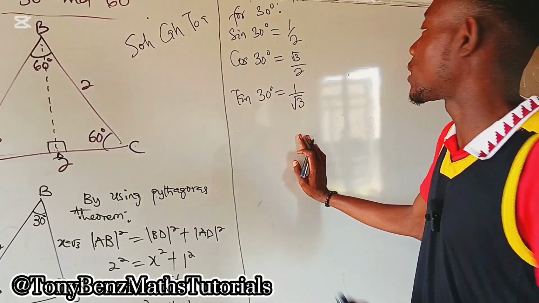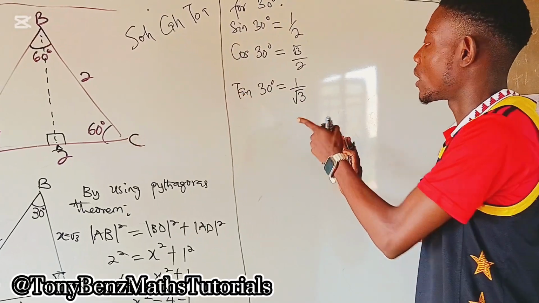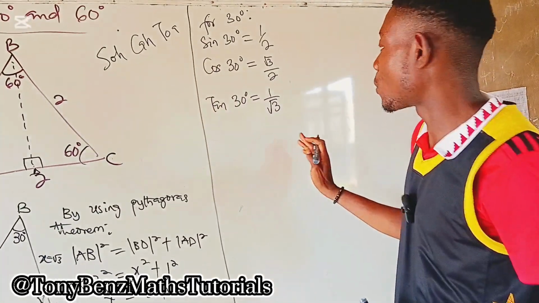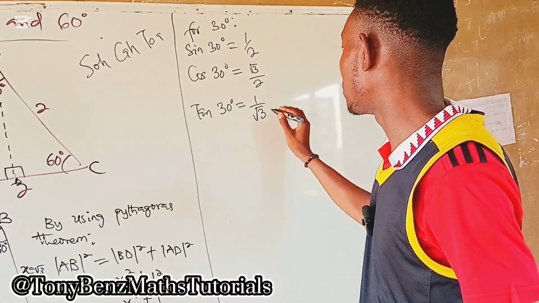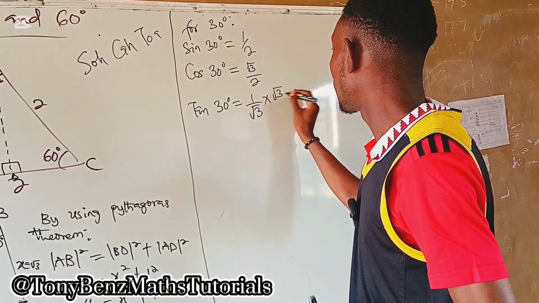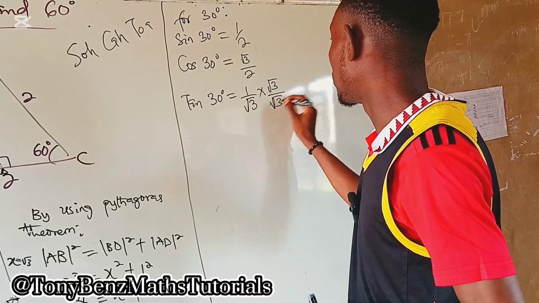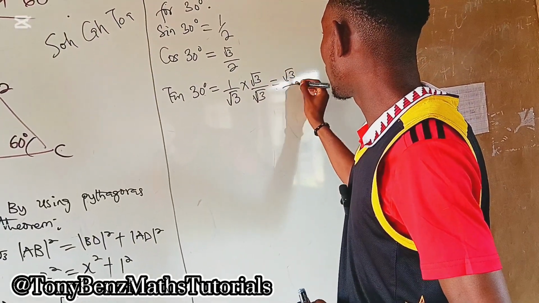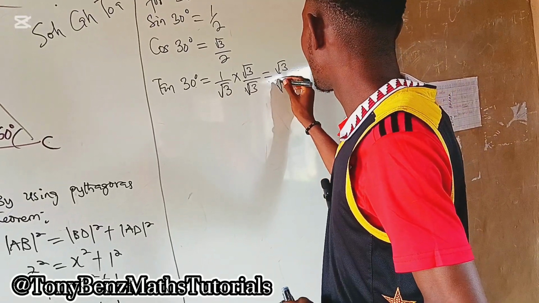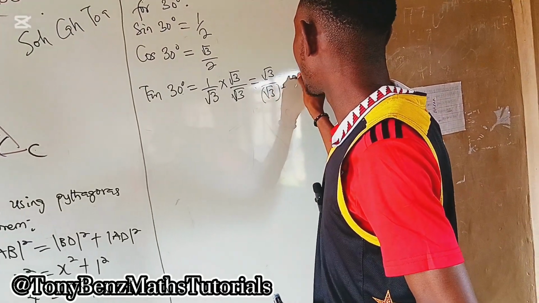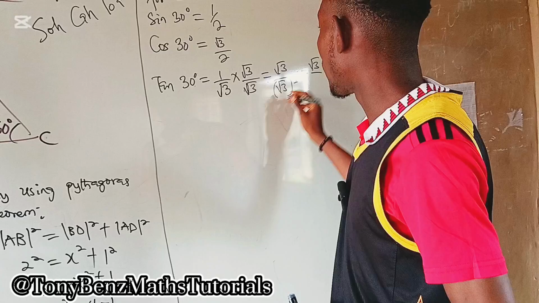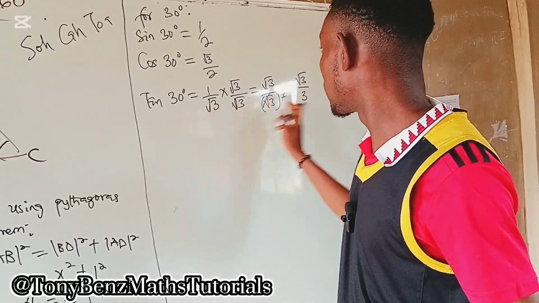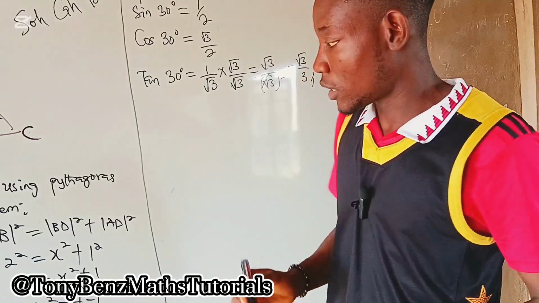But mind you, I said in mathematics you cannot leave your answer with a square root in the denominator. So what are we going to do here? We rationalize the denominator by multiplying root 3 to the numerator and root 3 to the denominator. Having 1 times root 3 gives root 3, over root 3 times root 3, which is root 3 all squared, the same thing as 3. So tan 30 degrees is root 3 over 3.